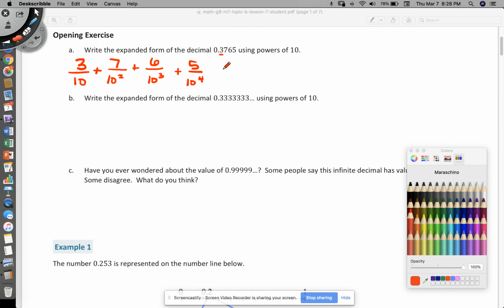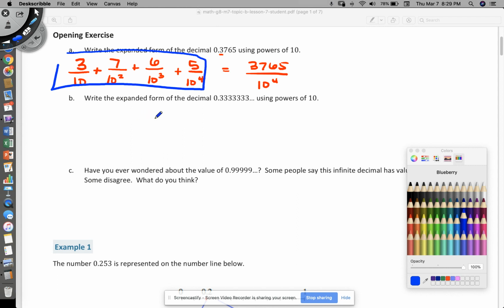All right. You could say in the end, it's 3765 over 10 to the fourth, but we're not really looking for that right now. The final answer at this stage in the game, the opening exercise, is just to leave it like that. Let's do the next one.